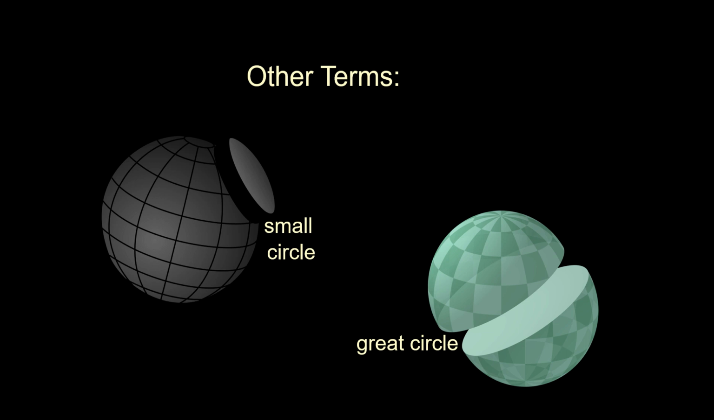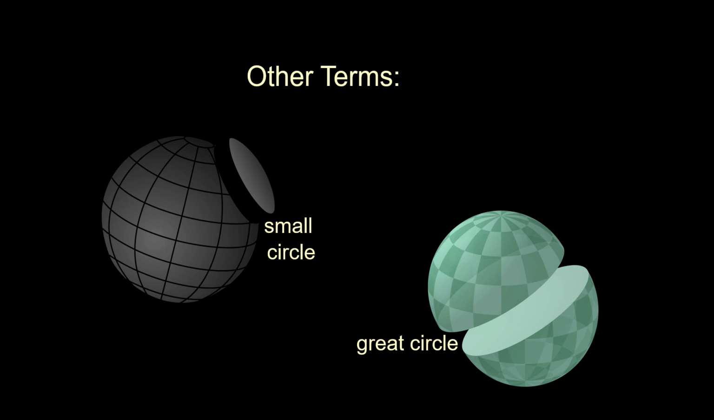Okay, a couple of other terms. What are small circles and great circles? Well, a small circle is defined as a line drawn on the surface of the planet where you take a flat plane, like a piece of paper, and you make it go through the sphere at other than the center.